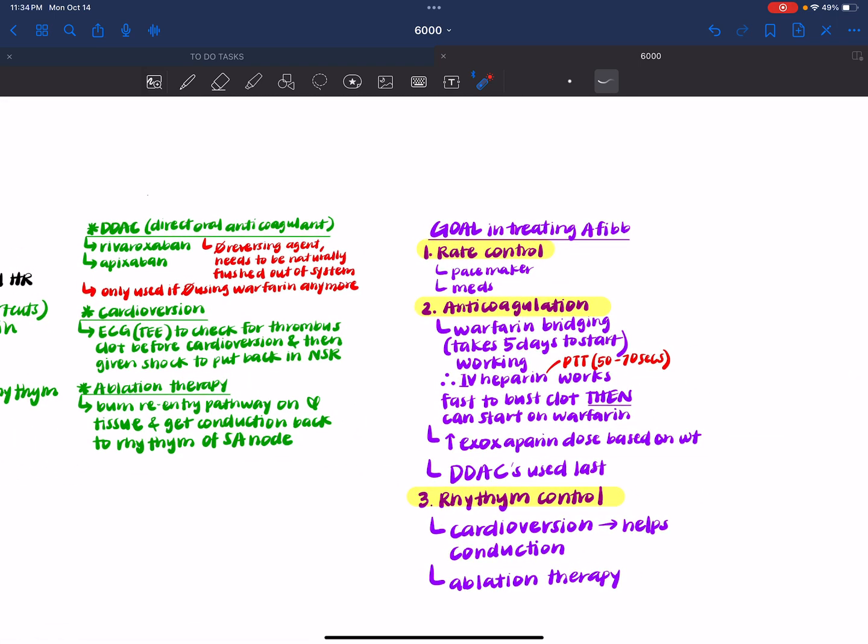Direct oral anticoagulants: you'll see the -abans, rivaroxaban, apixaban. There's no reversing agent, so you need to be careful. This one is a problem because you have to flush out your system, and you only use it if warfarin's not working for you anymore. Cardioversion: TEE to check for thrombus clot before cardioversion, and then give a shock to put back in normal sinus rhythm. Cardioversion is basically a defib, but also a shock, all three are the same. Ablation: you burn the re-entry pathway on heart tissue and get conduction back to the rhythm of the SA node.